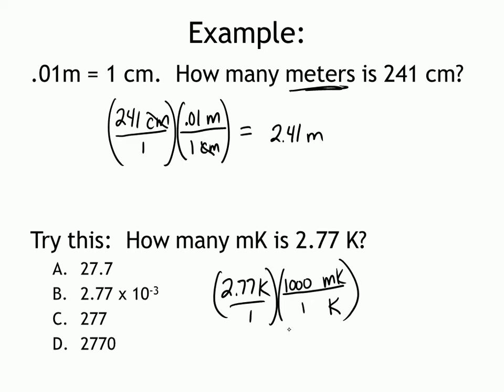Now, you could have also used 1 millikelvin and 0.001 kelvins on the bottom. Okay, you could use that. That's the exact same thing. They're equal. All right, and your answer will be, when you multiply it, 2770 millikelvin.